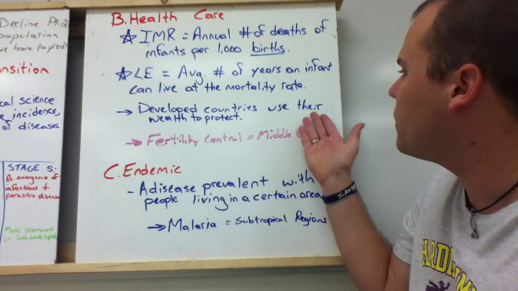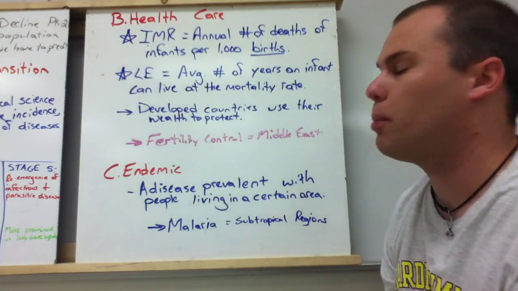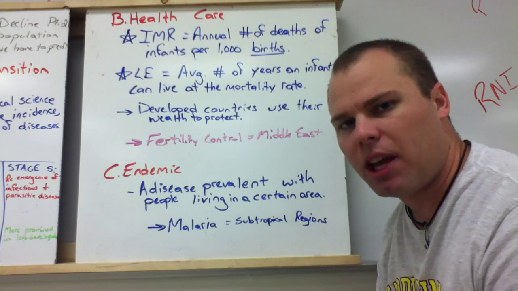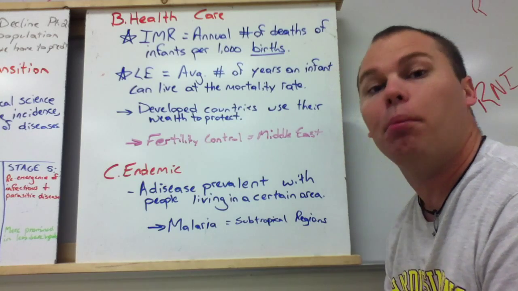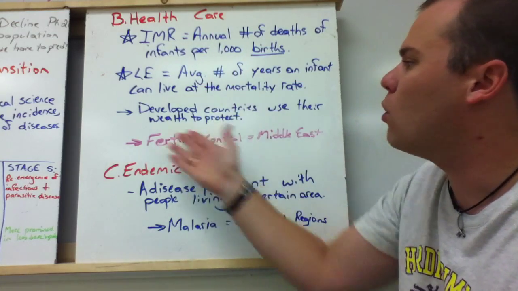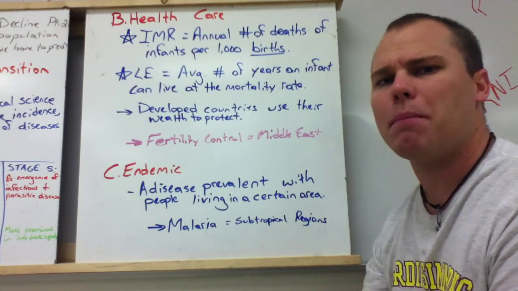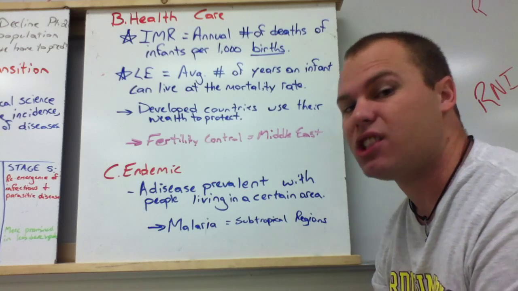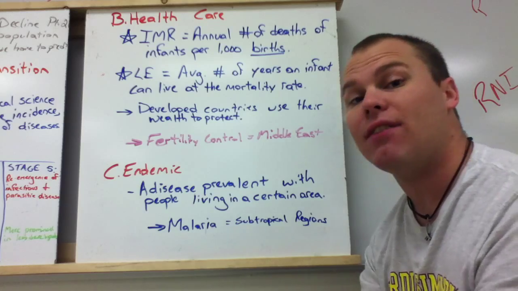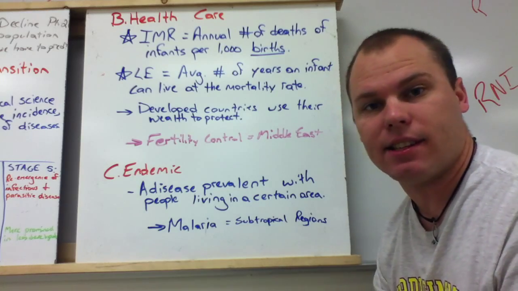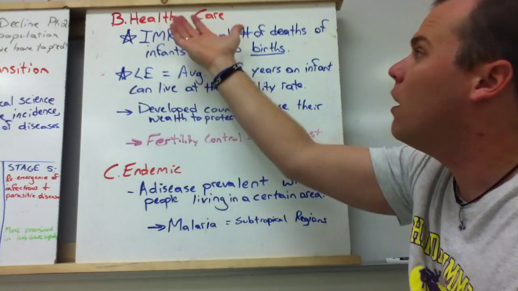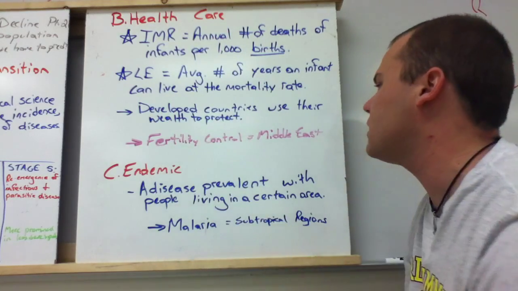Developed countries use their wealth to protect their people by investing a lot of money into healthcare. Even your less developed nations will invest some money into healthcare, but the percentage of money being invested into healthcare goes more toward the developed countries. And what I mean by investing into healthcare is not necessarily providing free healthcare to all the people, but investing money into medical practices and those sorts of things. Your developed countries, of course, are going to have higher and better healthcare systems than your less developed countries.